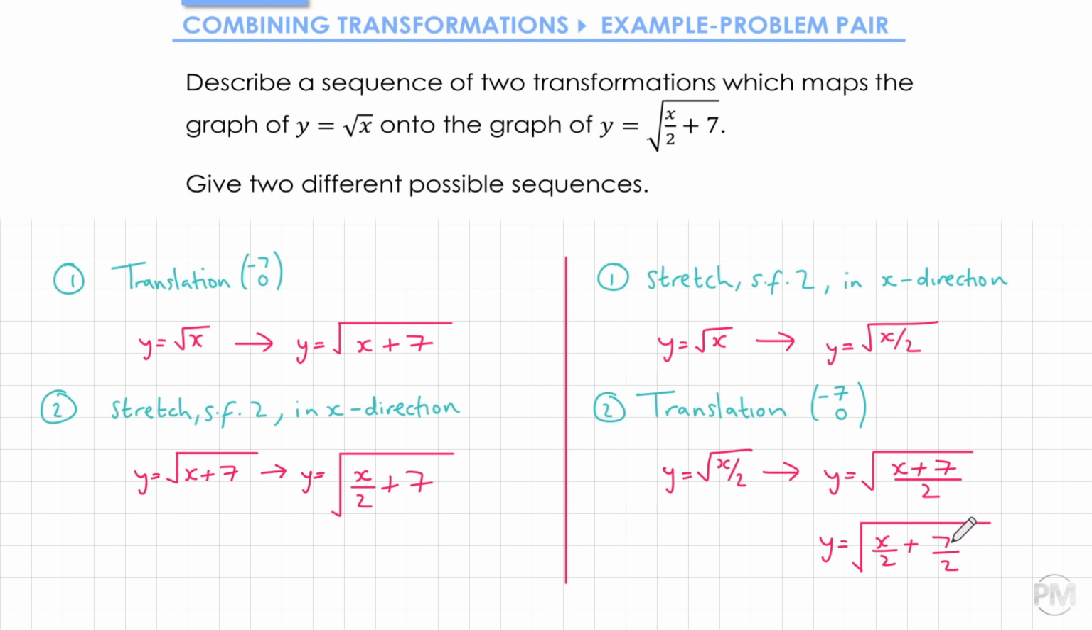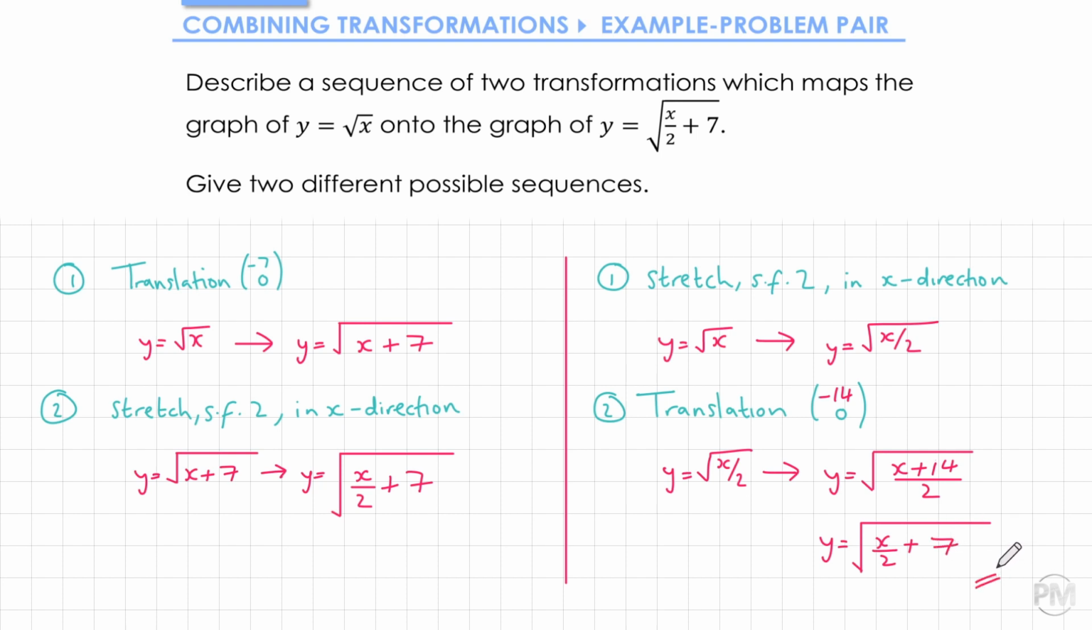Now that we know our mistake, it's relatively easy to fix. The minus 7 here needs to be twice as large. So if we change that to a minus 14, we can then follow that calculation through. Here we would have x plus 14. And then when we divide it by 2, we end up with x over 2 plus 7 as required.